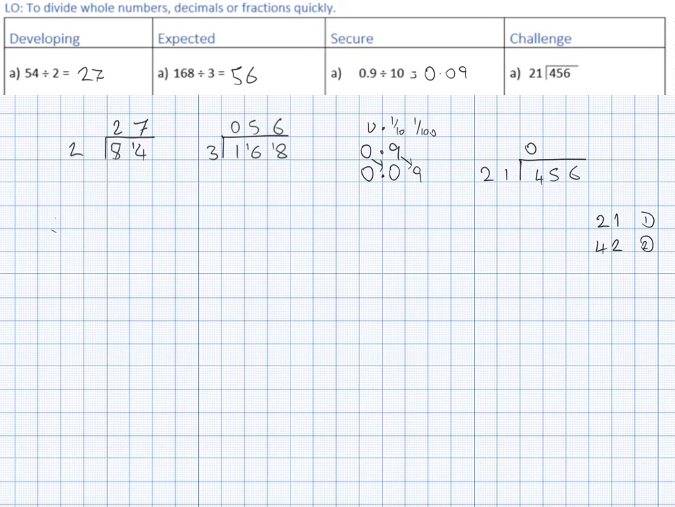So we're going to end up with 21's into 4 doesn't go. 21's into 45 goes twice. We've only got a remainder of 3. Now 21 into 36 goes 1, and that leaves us a remainder of 15, and that's enough for this calculation.